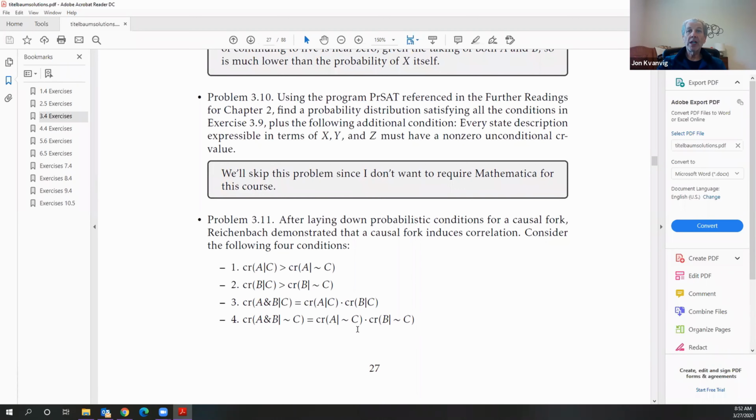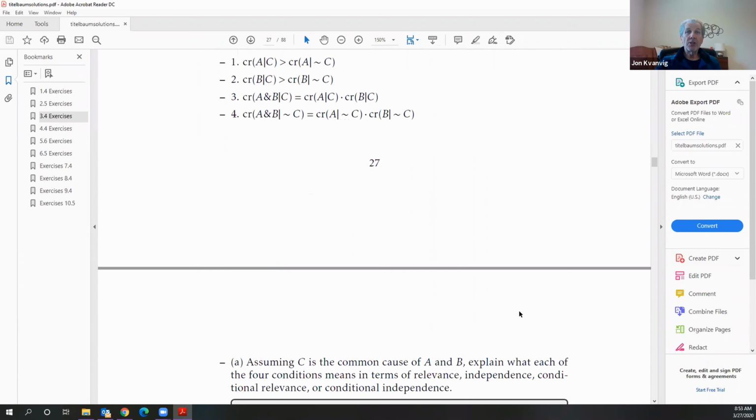Okay, so you've got 4 conditions, and these describe a causal fork. In the presence of C, the link between the probabilistic relevance of A to B disappears, so that you can just multiply to get the probability of the conjunction under the supposition that C is true. But the credence for A given C is greater than for not C, and the same for B. So that constitutes a causal fork, and we're supposed to say some stuff about it.